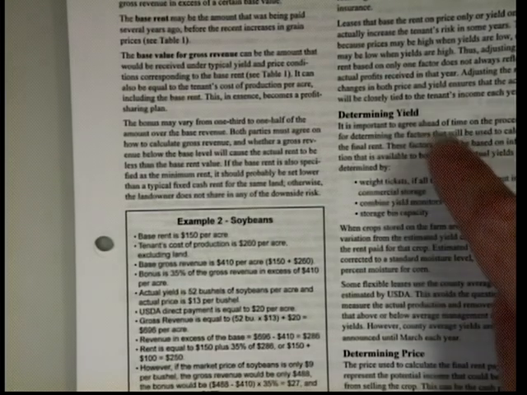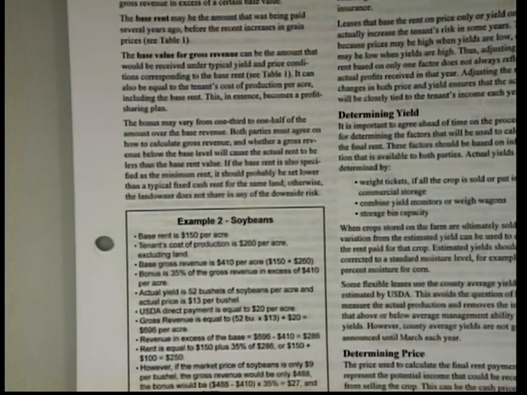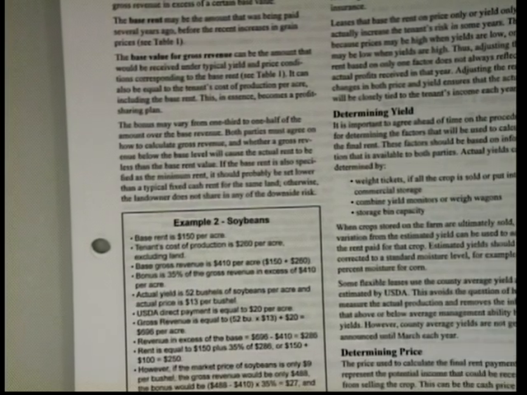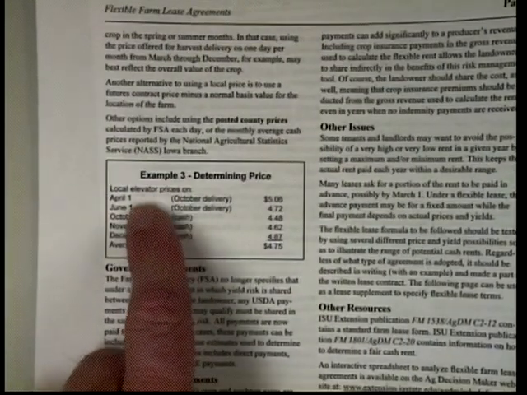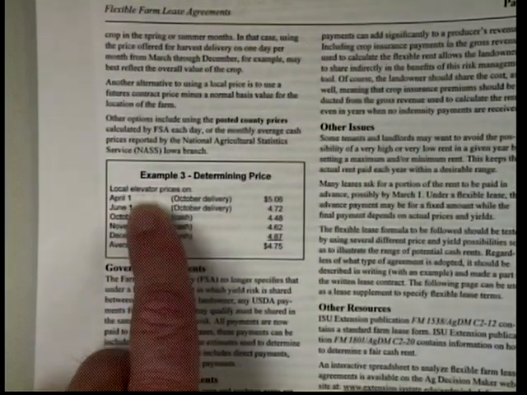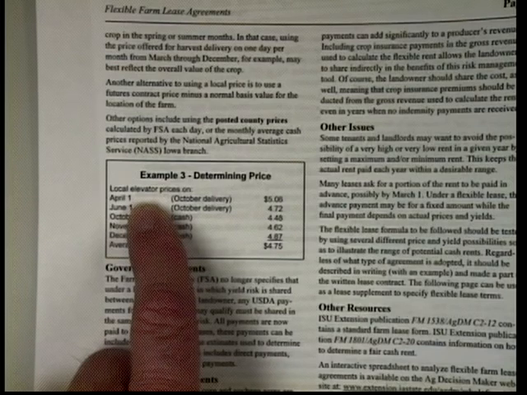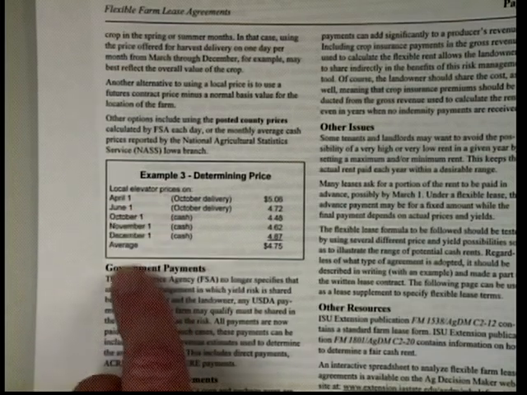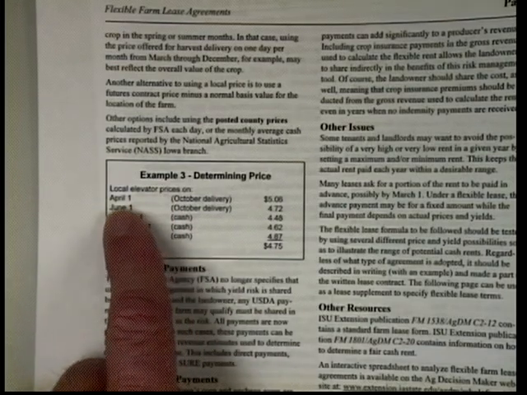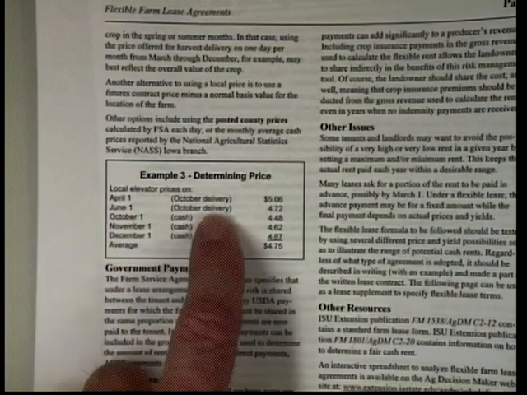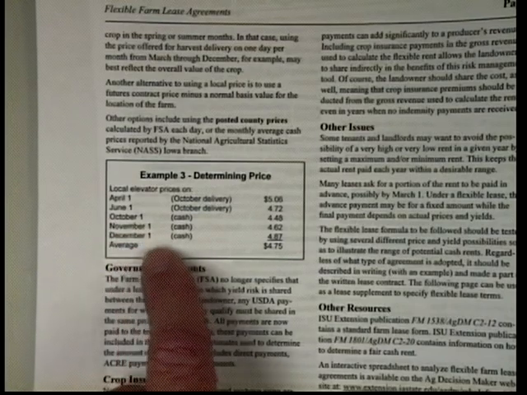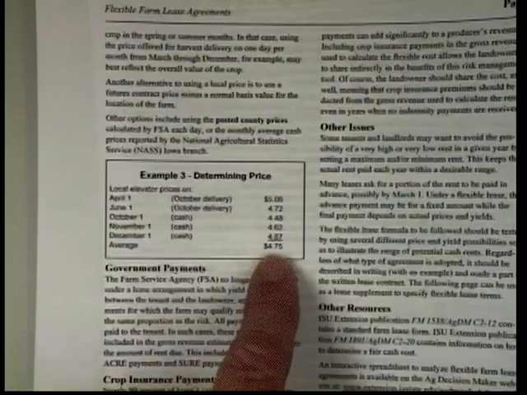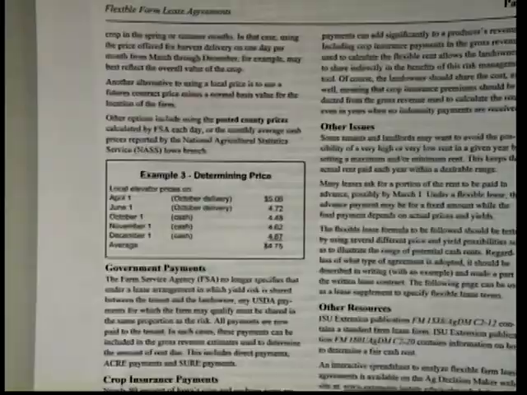Obviously, the yield is what you harvest. The price risk, determining the price: you pick an elevator where the grain will be sold by the landowner. And then you average a number of prices. In this example, it's the April and June price of the October delivery, and then the December 1 cash price, and you average those. And that's how the price is determined.